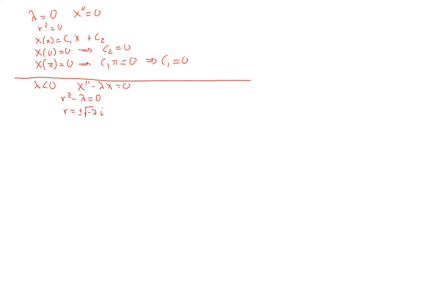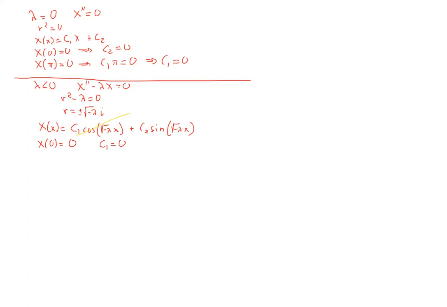And this forces the solutions to be C1 cosine of square root of negative lambda times x plus C2 sine of square root of negative lambda times x. And the first condition, that x of 0 is equal to 0, implies simply that C1 is equal to 0, right? Because cosine of 0 is 1 and sine of 0 is 0. So C1 is out of the picture. You might as well forget about this whole term, if you will.